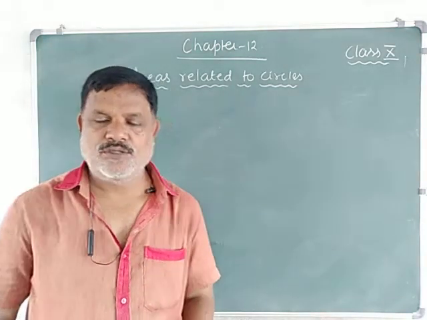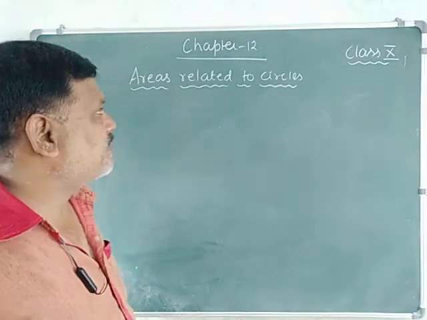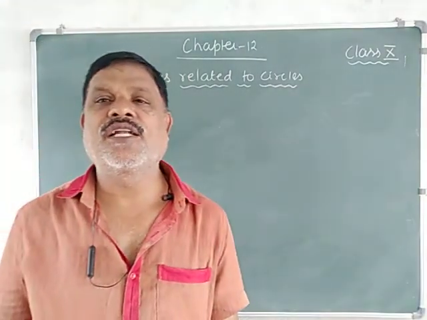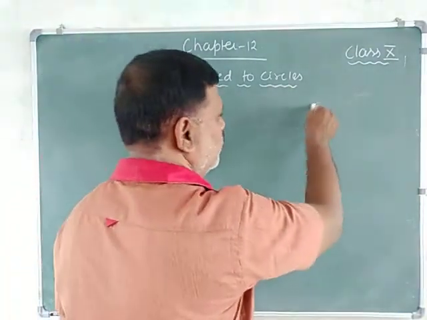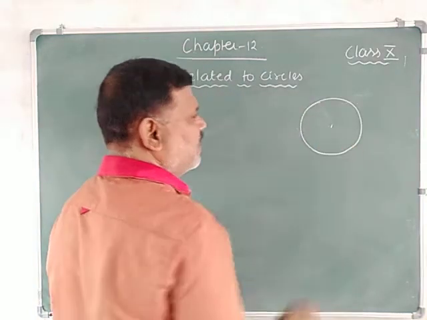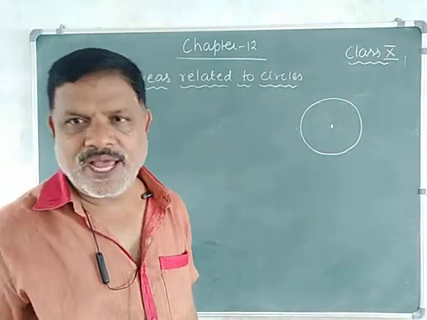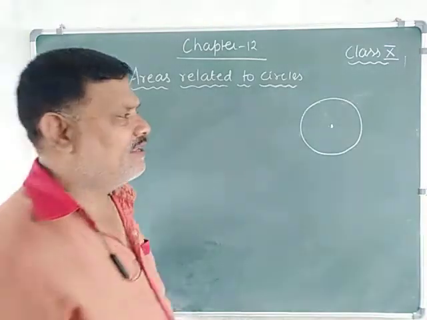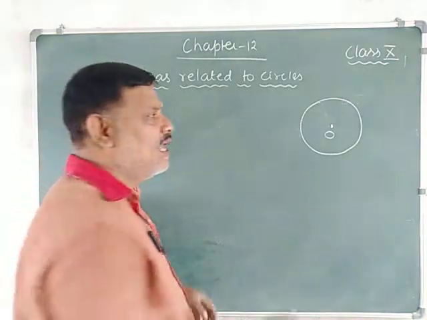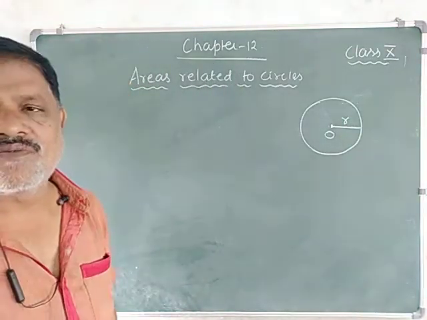Hi children, today we are going to start a new lesson, chapter number 12. The name of the chapter is Areas Related to Circles. So we all know what a circle is. A circle is the curve formed by the set of points which are at equal distance from a fixed point. The fixed point of the circle is called the center of the circle, and the fixed equal distance is called the radius of the circle.